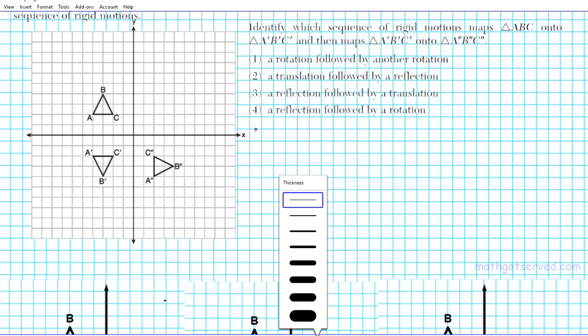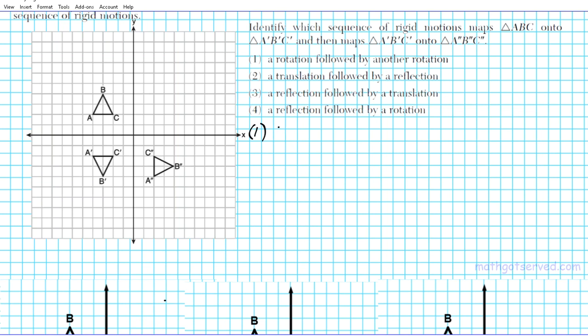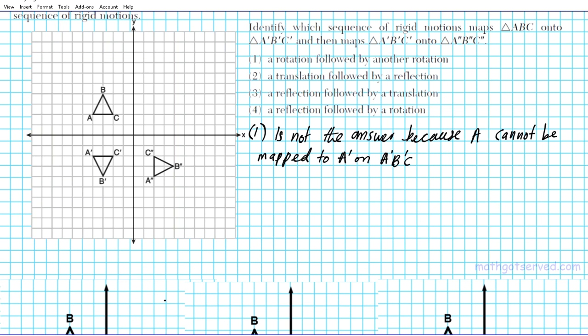So option 1 is not the answer. How do we know? Option 1 is not the answer because A cannot be mapped to A prime on triangle A prime, B prime, C prime by rotation. There's no way that you can do it. The orientation will shift. So that means option 1 is not the answer because it fails the first rigid motion transformation.